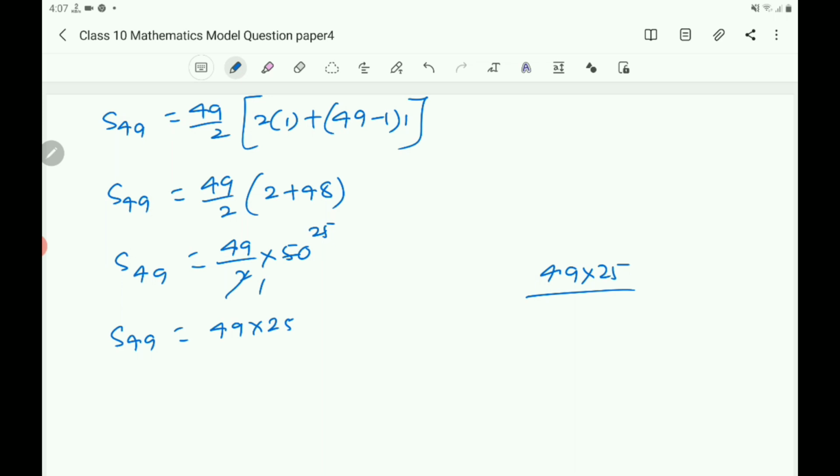So find 49 into 25. That is 5 9s are 45. 5 4s are 20 plus 4 is 24. And 49 twos are 98. So you got how much? 1225. That is S49 equals 1225.